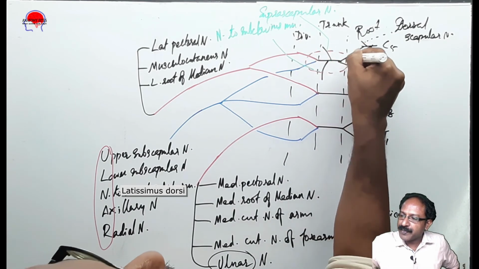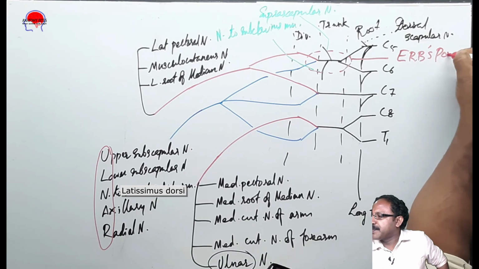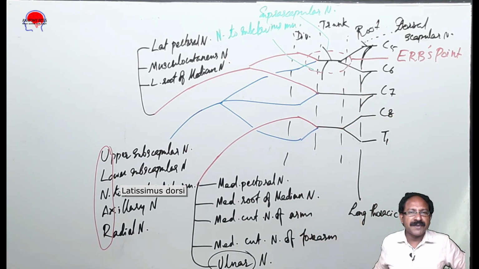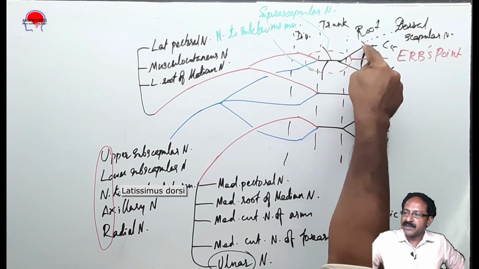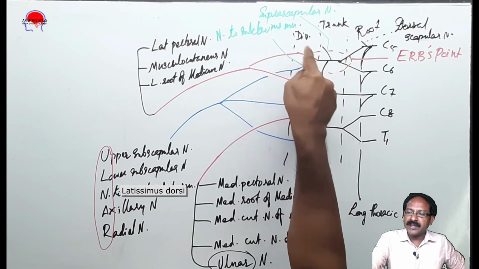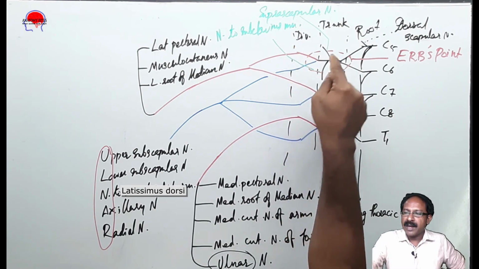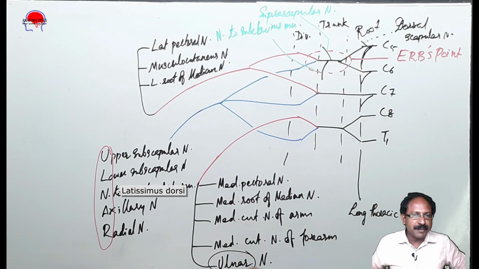This point is named as Erb's point. The significance of Erb's point is that this is the meeting point of 6 nerves. You can see the C5 and C6 roots, anterior and posterior division of the upper trunk, suprascapular nerve and nerve to subclavius. So these 6 nerves meet here.